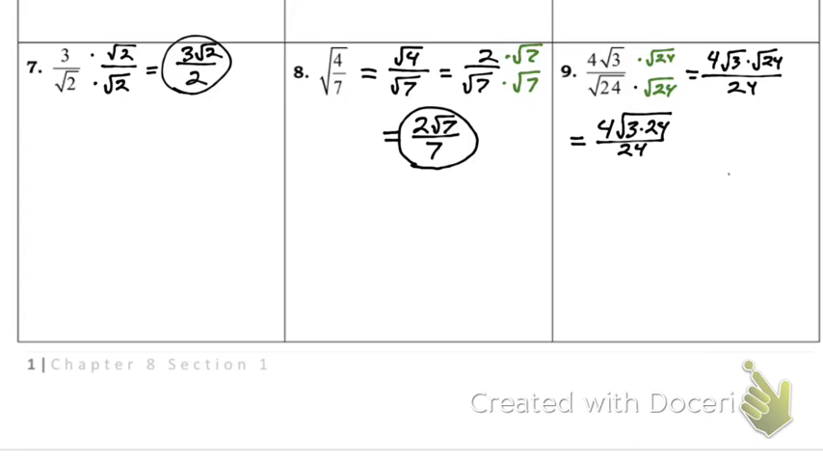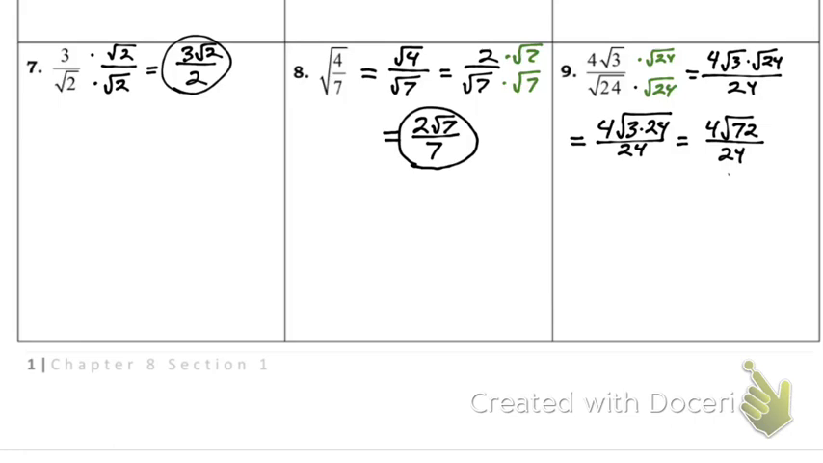Did I lose anyone yet? Okay. Then we just have to do 3 times 24. Well, that's going to be 3 times 2 is 6, plus 12 is 72. So we're going to have 4 times the square root of 72 divided by 24.